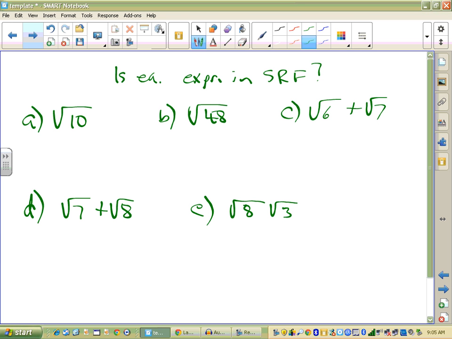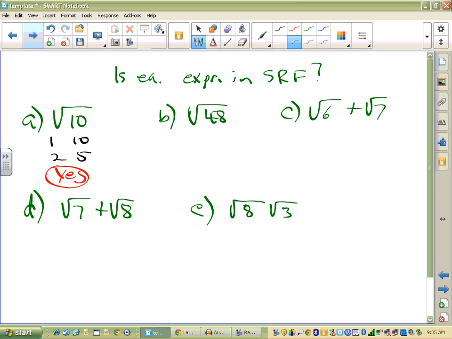So if we look at the first one, the square root of 10, the first thing we got to do is look at the factors of the number. So being able to find factors is a crucial skill. 1 and 10, 2 and 5. And the question is, are any of those perfect squares bigger than 1? And the way that you answer this question is kind of counterintuitive. If the answer to that question is no, then yes, it's in simplest radical form. So let's see. 1's a perfect square. None of the other factors are. So is this expression in part A in simplest radical form? Yes, you cannot simplify it any further.